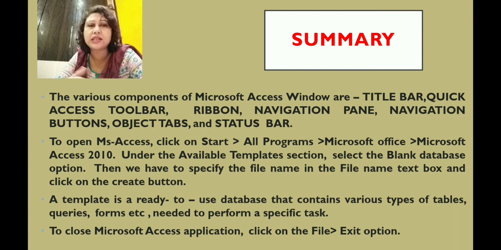We just click on Start, All Programs, Microsoft Office, and from there we click on Microsoft Access 2010. And from there, under the Available Templates section, we select the Blank Database option, then we specify the file name in the file name text box. And lastly, we click on the Create button. So a blank database will be created.